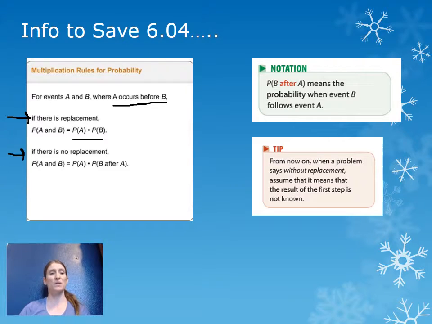Okay, if it's without replacement, we have to take the first probability and times it by the second probability, meaning we're going to deduct the number of items that we take out. So let's move on, and we're going to see some examples here. So notation here, P and then in parentheses B after A means the probability when event B follows event A. Okay, another tip, from now on when a problem says without replacement, assume that means that the result of the first step is not known.